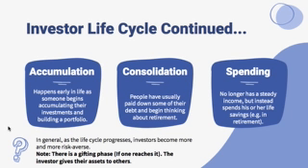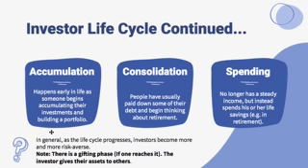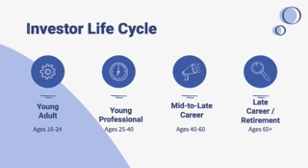So accumulation happens early in life as someone begins accumulating their investments in a building portfolio. So when we go back to the other stage, we think of the accumulating stage from like the young adult to the young professional. And then the consolidation stage is when people have usually paid down some of their debt and begin thinking about retirement. So you see this in the latter half of the young professional life cycle, as well as the mid to late career cycle as well.